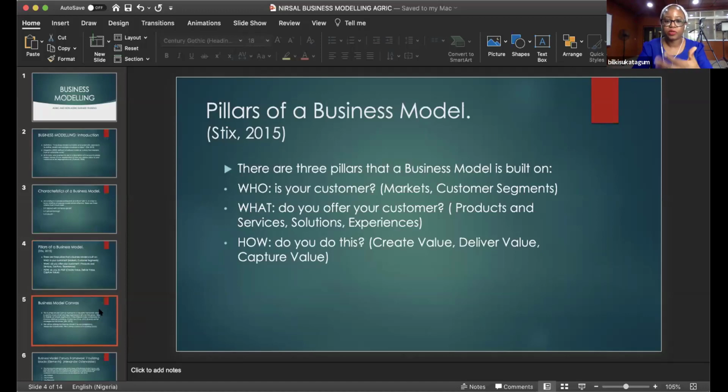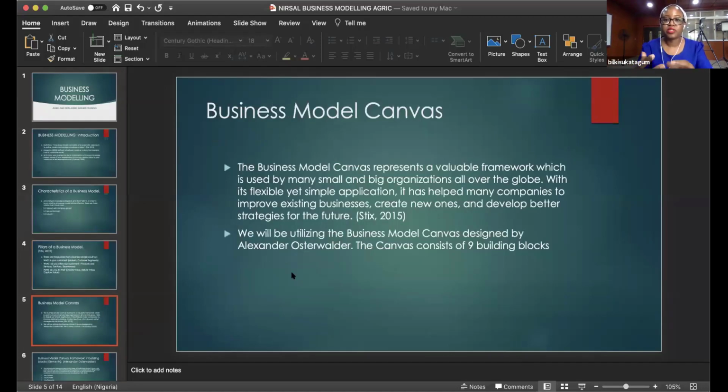Now, the most popular one is called the business model canvas. If you have done a business plan, you understand it's like a business plan template, but for a business model though. It actually represents a valuable framework which is used by small and big organizations over the globe. It has to be flexible to be able to alter it to add more value in the future, and then very simple too. It has helped many companies to improve their existing businesses and create new ones, and then develop strategies for the future.